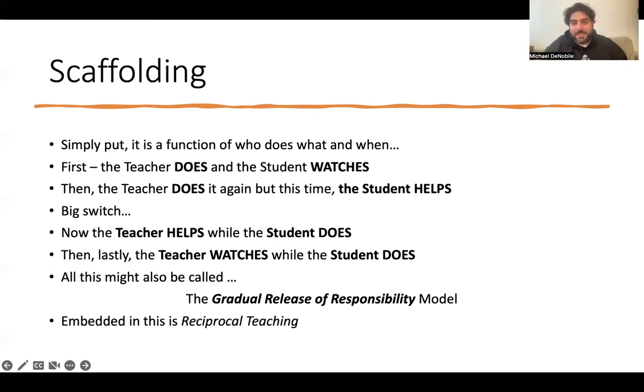So that is scaffolding in practice. It's also known as reciprocal teaching. And this is very key, and this is what I really like about Vygotsky. It's this idea that the teacher is not the arbiter of truth. The teacher is not, oh, you must bow down to me because I am the teacher and I am the purveyor of all knowledge. No, there's reciprocal teaching going on.